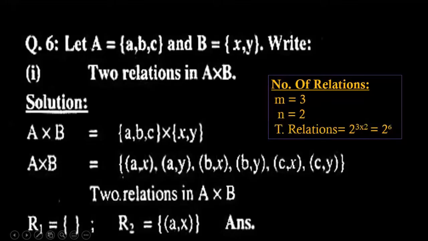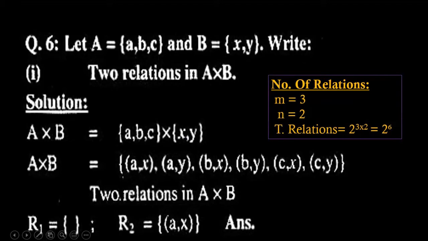Okay, this is the question from the book, which is question number 6. The question says let A is equal to {a, b, c} and B is equal to {x, y}. What we have to find? We have to find two relations in A cross B. So A is abc and B is xy. So A cross B would be ax, ay, bx, by, cx and cy. And the two relations can be the null set and the first ordered pair.